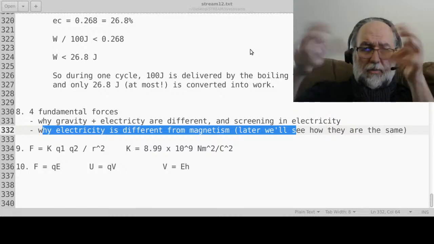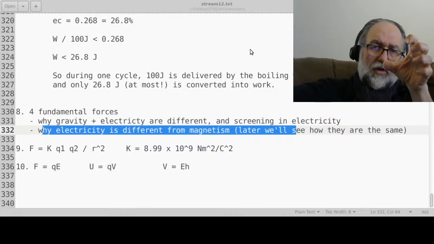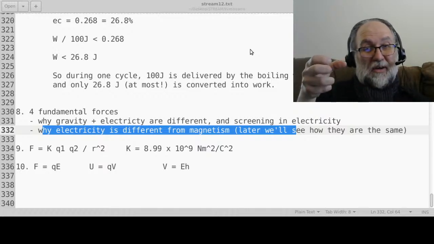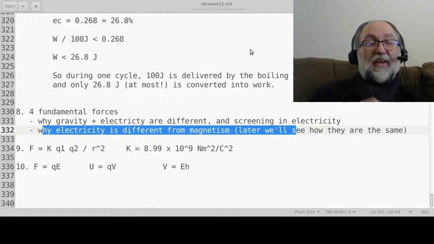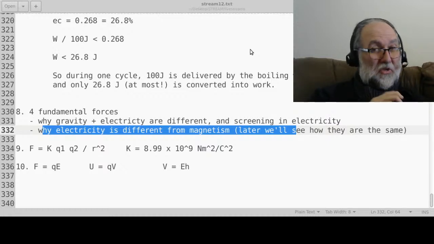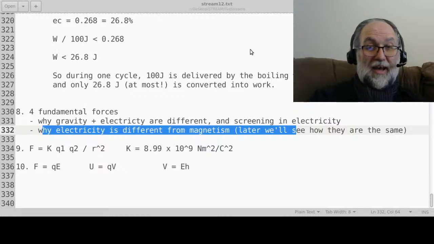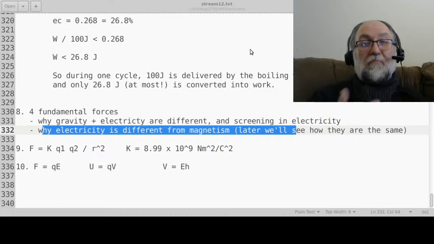If I have a bar magnet here and I split it in half, don't I have a north here and a south there? No. When you split it in half, each of the pieces will have a north and a south. And you say, well, I'm going to split it in half again. Well, then each of those two pieces will have a north and a south. Whenever you have a magnet, there's a north side and a south side. So you cannot separate poles, but you can separate charges.